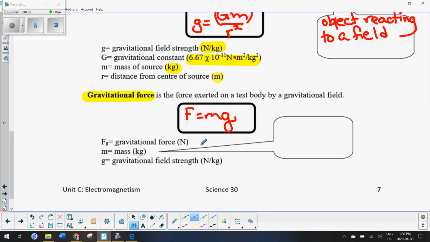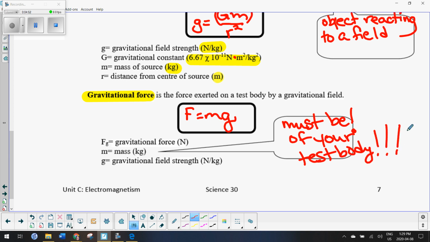Mass must be in kilograms, and it must be the mass of your test body. A lot of students mess this up because they think that this is the mass of the object that has the gravitational pull, but we're trying to calculate the force exerted on the test body. So the mass has to be of the test body, not of the object that has the gravitational pull.